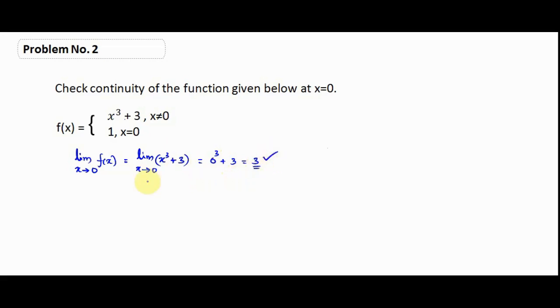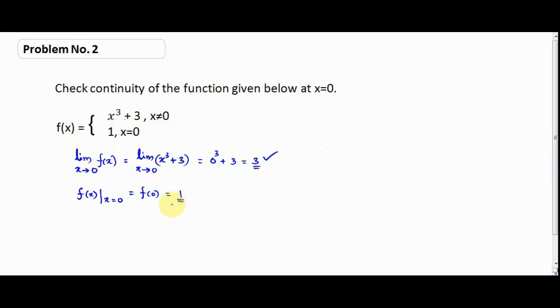Now let's find out the value of the function at the point x equal to 0, that is f of x at x equal to 0. Let's denote it as f of 0. The value of the function at the point x equal to 0 is defined as 1. As per the definition of f of x, its value will be equal to 1 at the point x equal to 0. Therefore, f of 0 will be equal to 1.